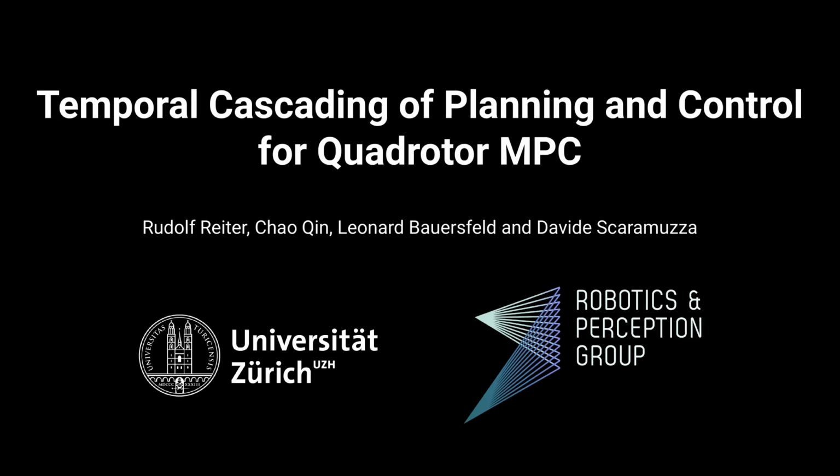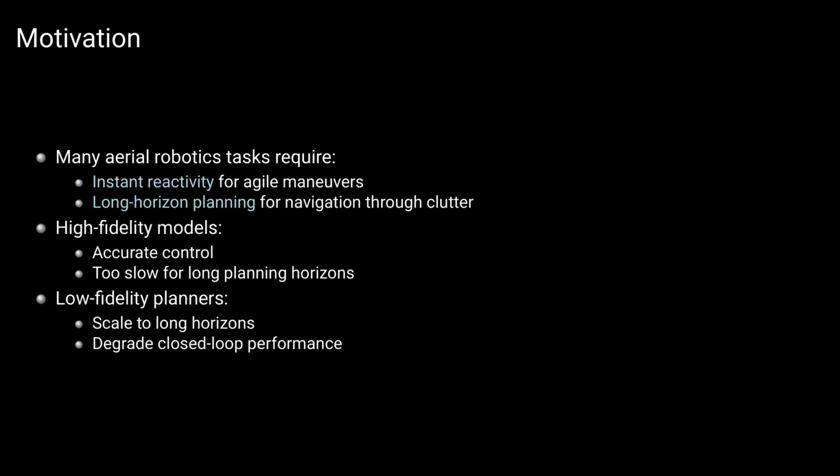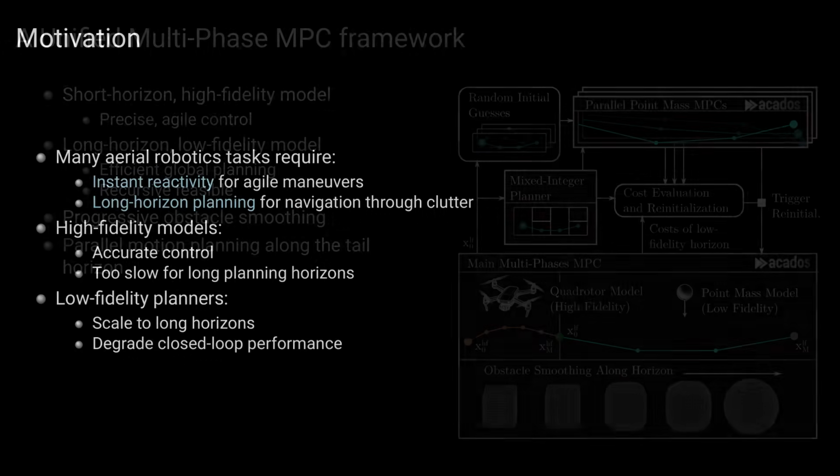We present temporal cascading of planning and control for Quadrotor MPC. Many aerial robotics tasks require both rapid reactivity and long-horizon foresight. High-fidelity models provide precise control but are computationally prohibitive for long horizons. Low-fidelity planners scale well but sacrifice closed-loop performance.